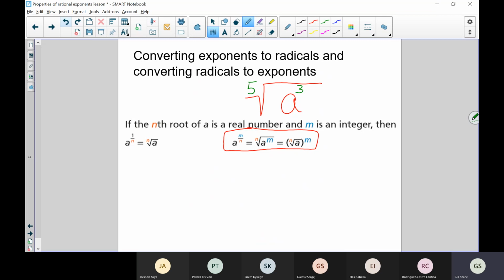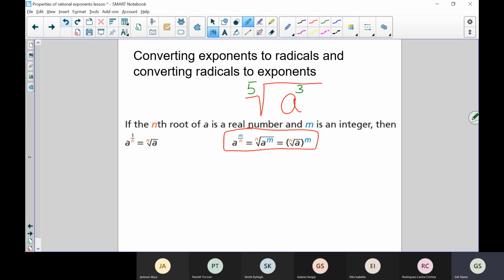But I do the same exact thing. Nothing changes. If I just want, and again, I'm not solving. So guys, make sure you're clear on that. We're not solving this. If I were solving it, it would ask us what number times itself 5 times would equal a to the 3rd. But I'm not doing that. I'm just basically rewriting it and trying to get rid of that radical symbol.